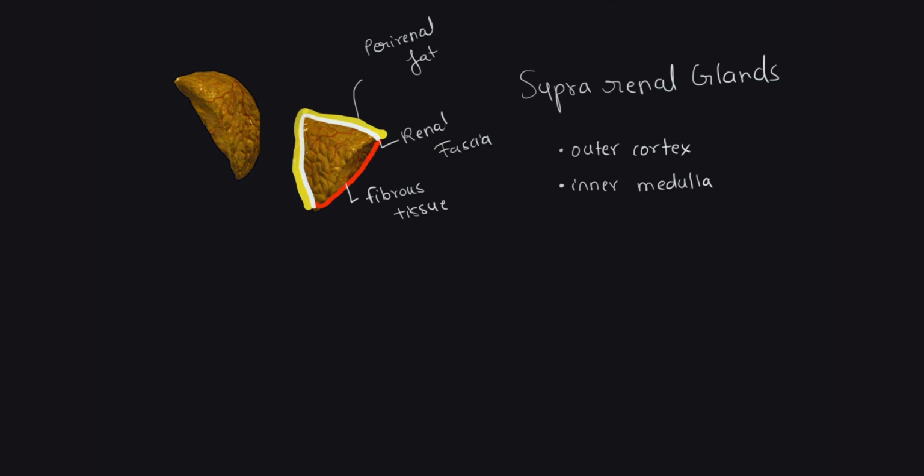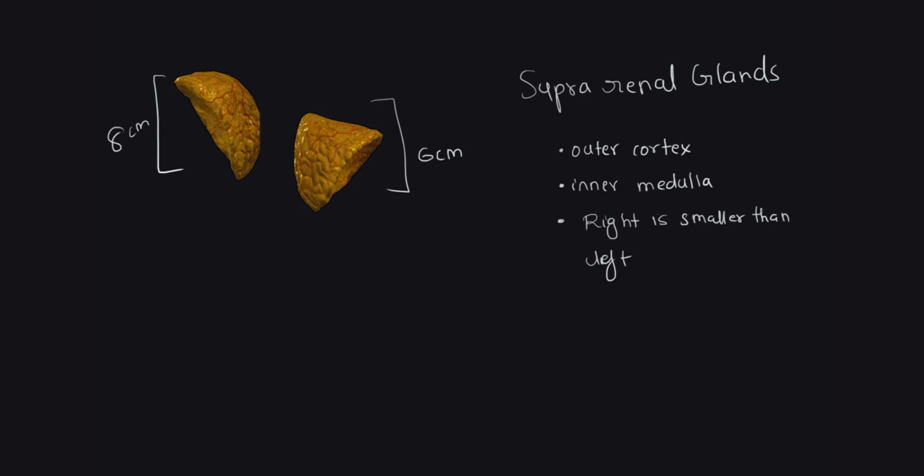Then we can see that the most external part is also covered by the perirenal fat. Then we have the renal fascia, and the underside of the suprarenal gland is connected to the upper pole of the kidney with the help of fibrous tissues. Lastly, we can observe that each of these glands measure differently.